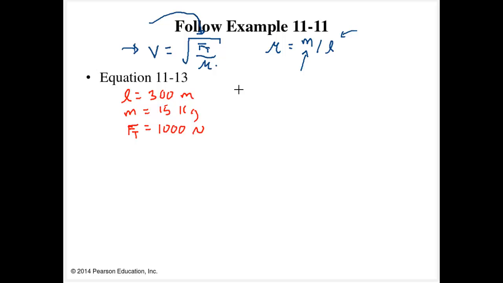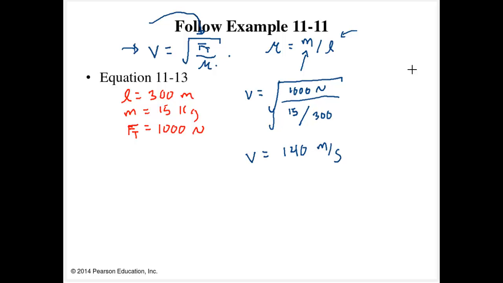Example 1111 gives us a little practice using that, where we have a wire that's 300 meters long with a mass of 15 kilograms, and under some tensional force of 1,000 newtons, we're asked to figure out the speed of the wave. Simply going to be using that equation right there, where we have tension of 1,000 newtons. The mass is going to be 15 kilograms, and the length is going to be 300 meters. So we can calculate the speed of a wave that goes down it to be 140 meters per second.